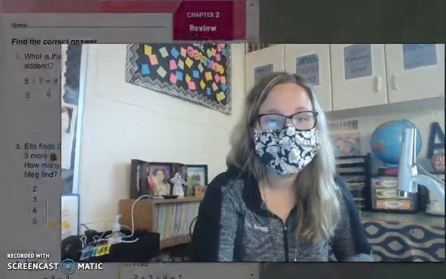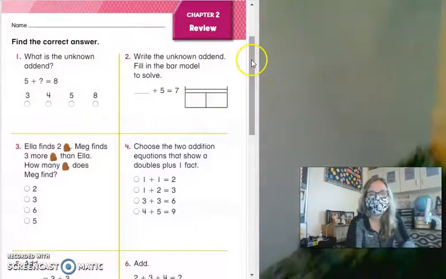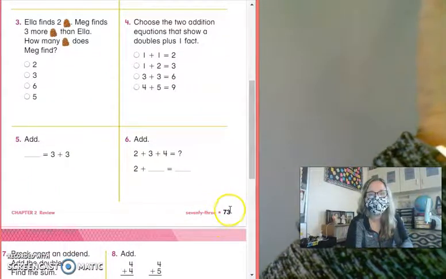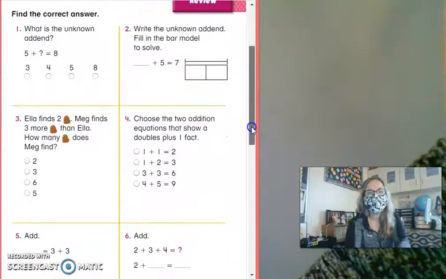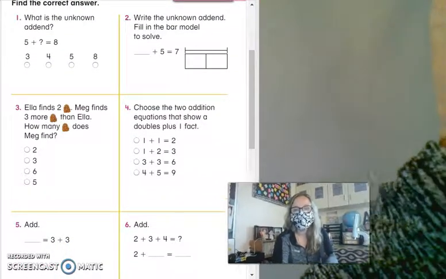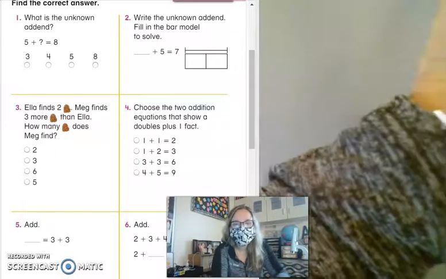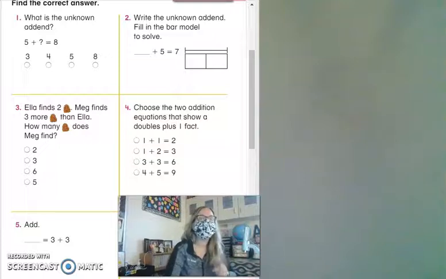So go ahead if you're in the classroom or if you're sitting at home and look at the top of page 73. I'll show you here just so we're all clear. And I'm looking at problem number 1. So problem number 1, let me get myself out of the way so I can use my whiteboard here. Problem number 1 says, what is the unknown addend?